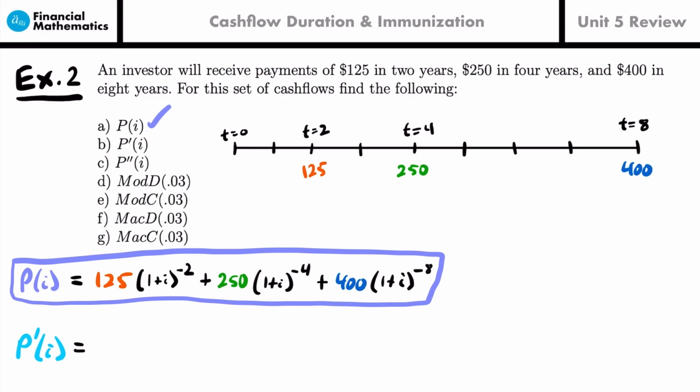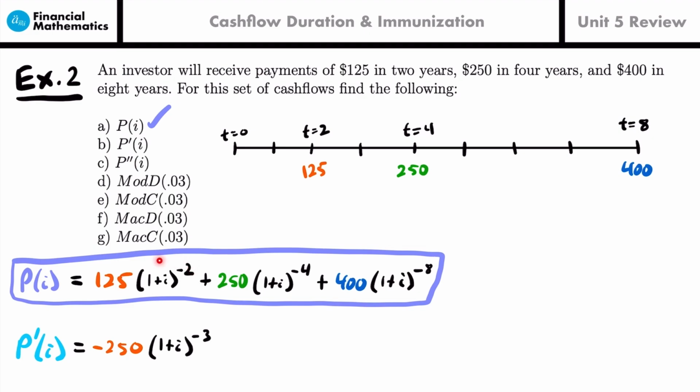At least for taking the derivative of present value functions, all you have to do is use the power rule for derivatives on each of these quantities. You can multiply the exponents down and then subtract 1 from those exponents. Okay, so first up we have negative 2 times 125, so we'll have negative 250 times 1 plus I to the power of negative 3.